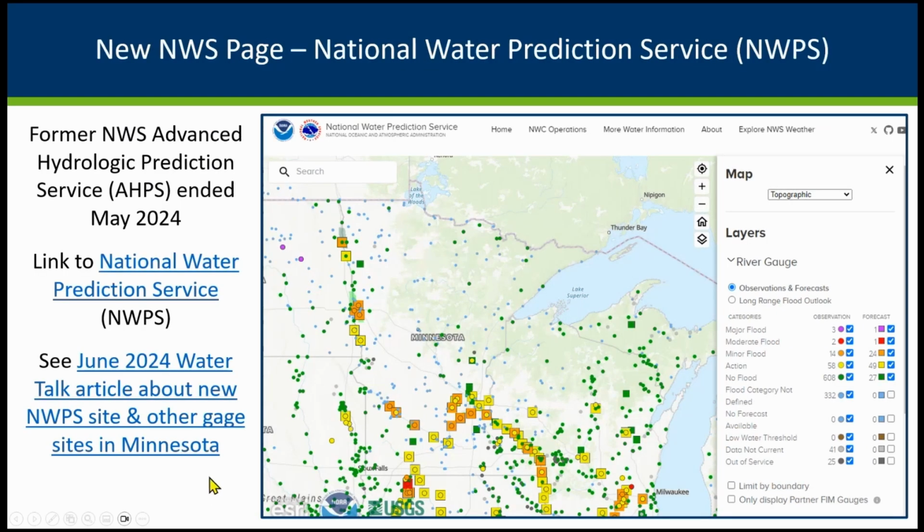Since I'm not talking as much about prep, I did want to remind folks that what had been the main gauge site to see the USGS gauges and other gauges and flood predictions, the AHPS or the Advanced Hydrologic Prediction Service, ended last May, and we are now using the National Water Prediction Service. That's the site here. I had an article in the June 24 Water Talk that talked about how to use this site, and gave a few hints on how to see some of the things you were probably used to seeing on the old AHPS site.